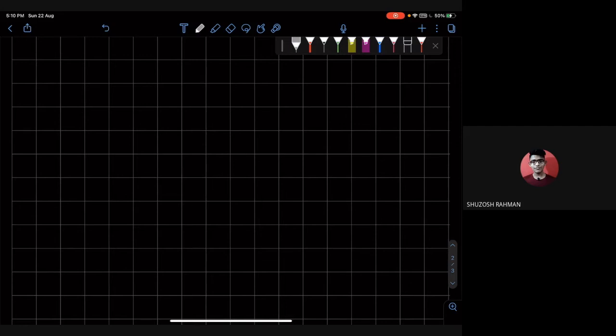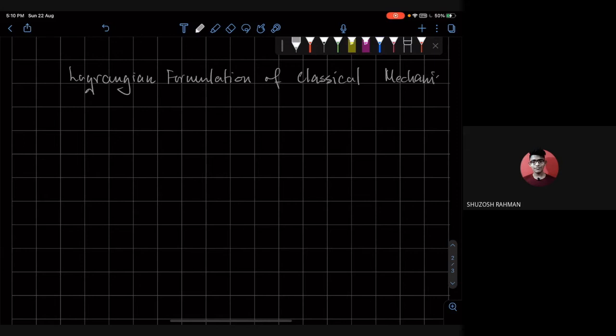So today we are going to be discussing the Lagrangian formulation of classical mechanics. Okay? Just as you can't really understand quantum mechanics without understanding the classical physics a little bit, similarly here.